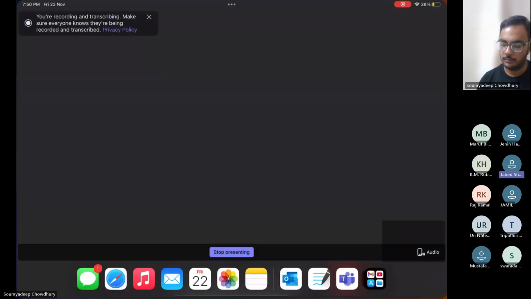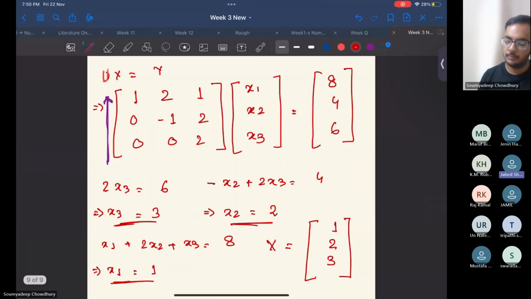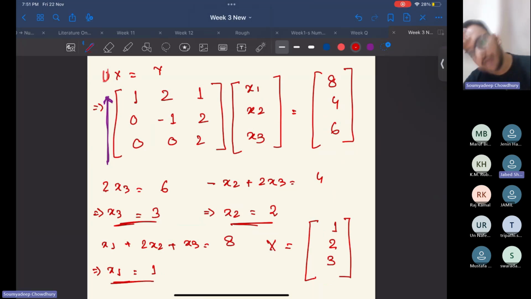I just forgot it, but we can do it by making an upper triangular matrix, then backward substitution. Upper triangular matrix and back substitution was in the Gaussian elimination, right? So what is the difference between this Gaussian elimination and this LU decomposition method?